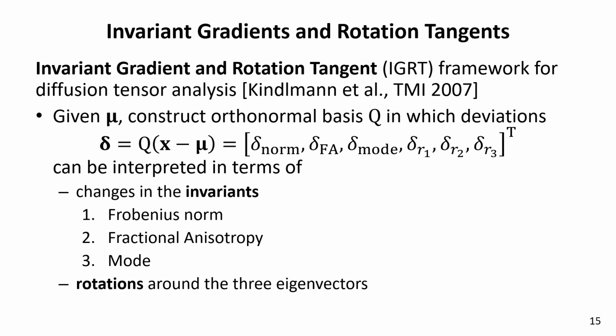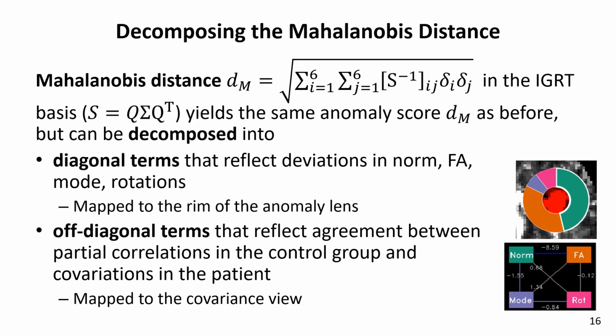Our visual design relies on a decomposition of the anomaly score. It is based on the invariant gradient and rotation tangent framework for diffusion tensor analysis that was developed by Gordon Kindlmann and his co-workers. Given the local mean tensor, it constructs an orthonormal basis Q in which the coefficients of deviations from the mean become aligned with the gradients of norm, FA, tensor mode, and rotations around the 3 eigenvectors. Because Q is orthonormal, this change of basis does not change the magnitude of our original anomaly score.